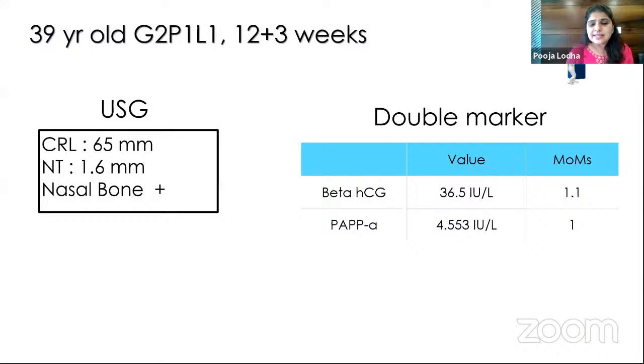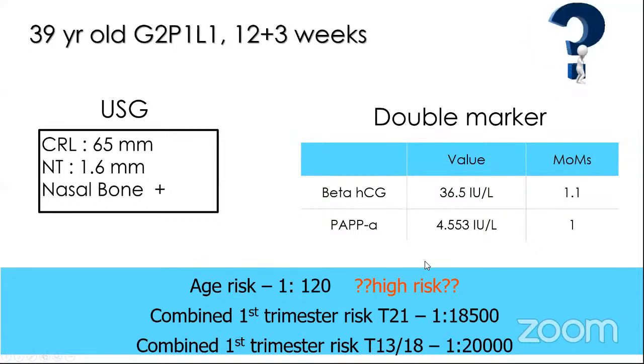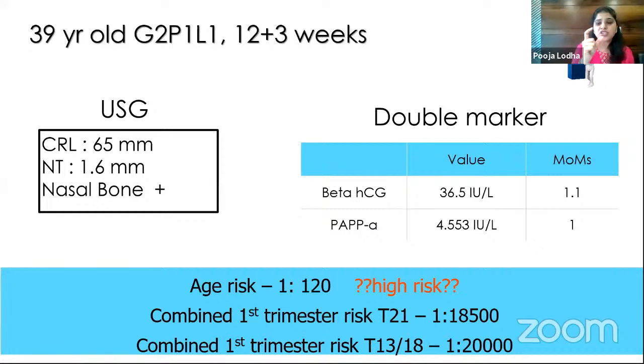Now, coming to another example, exactly the same case as before, but now the age is 39 years. A normal ultrasound, a good NT, and excellent beta HCG and PAPP-A MoMs. Forget the absolute values, only the MoMs. Now, the age risk is 1 in 120. Does that make her high risk? I've brought this up because a lot of labs will label an age risk of 1 in 120 as high risk.